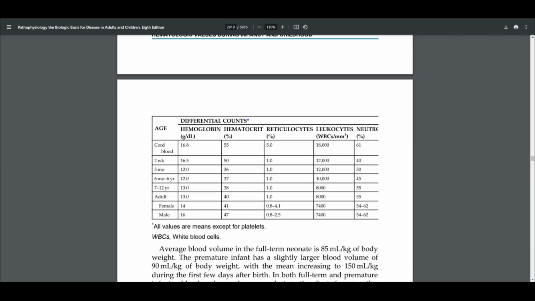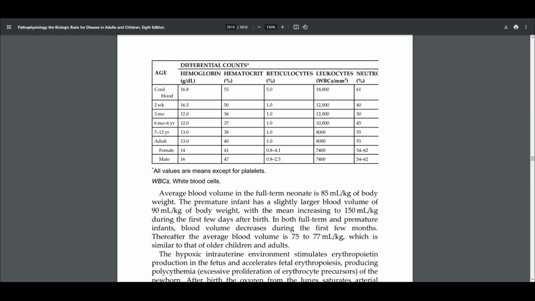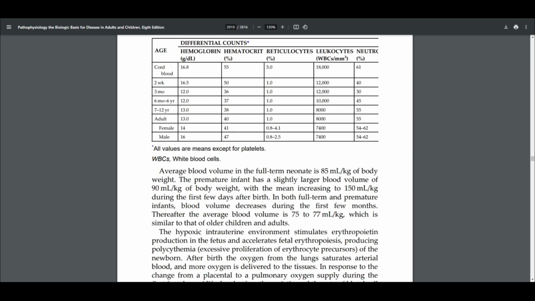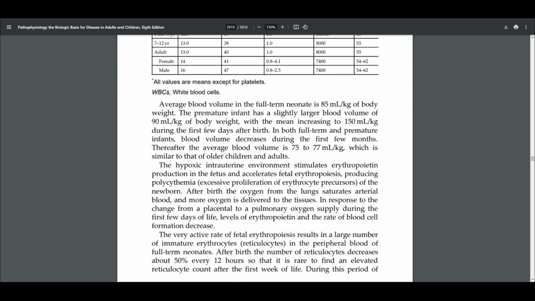Average blood volume in the full-term neonate is about 85 milliliters per kilo of body weight. The premature infant has a slightly larger blood volume of 90 ml per kilo of body weight, with the mean increasing to 150 ml per kilo. During the first few days after birth, in both full-term and premature infants, blood volume decreases during the first few months. Thereafter, the average blood volume is going to be around 75 to 77 ml per kilo, which is similar to that of older children and adults.